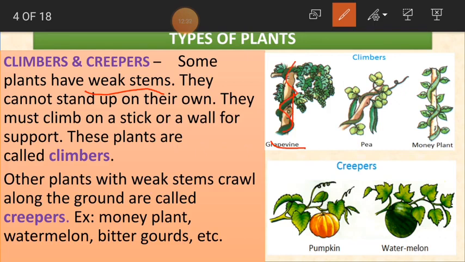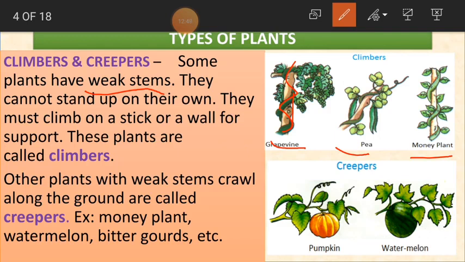It is just climbing along with this stick. Okay, this again here, money plant. I think most of our houses have a money plant, children. That is why I am repeatedly taking the example of money plant, even in previous sessions also.